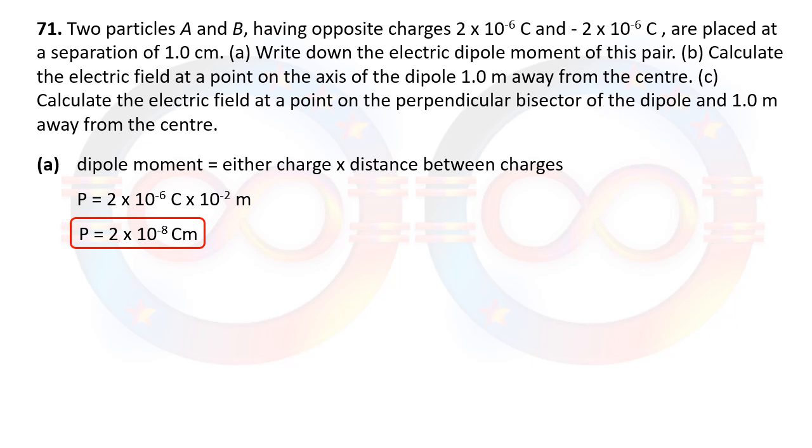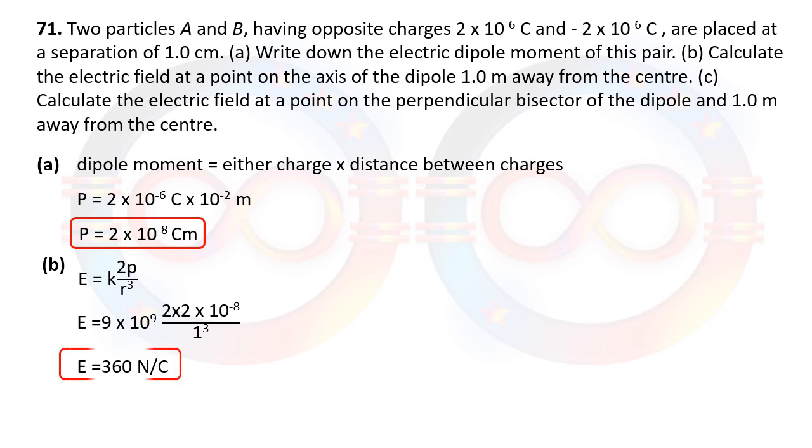On the axis, the field is the field at the end-on position, and the formula for that is 1 by 4 pi epsilon naught 2p upon r cube. P, again from part A, we can take the value of P, which is nothing but the dipole moment. So if we put all the values, it will be 360 Newton per coulomb after calculation.